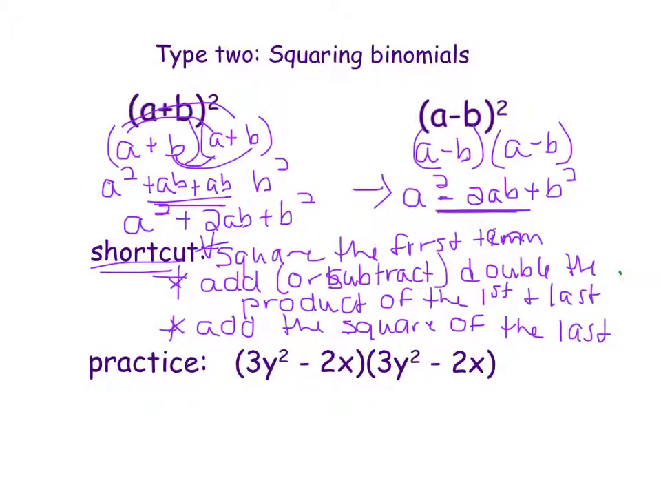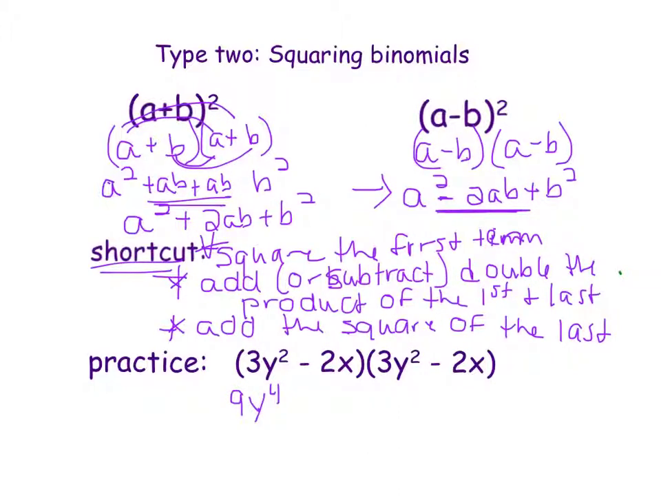Alright, so let's practice that. The first thing it says is to square the first term. I always, before I do this, check to make sure that it fits this type. Are the first terms the same? Yes. Are the last terms the same? Yes. Are both either addition or subtraction? Yes. So it fits. So I'm going to square that first term. 3y squared is 9y to the fourth.